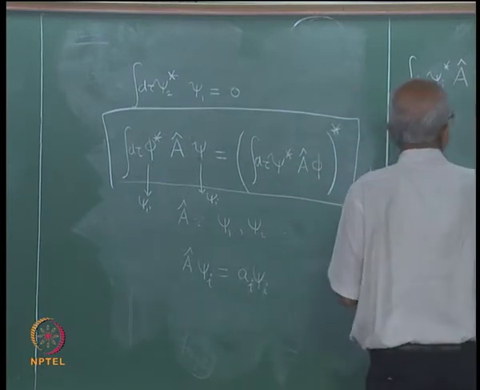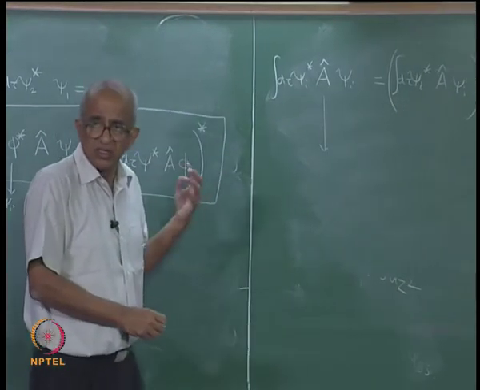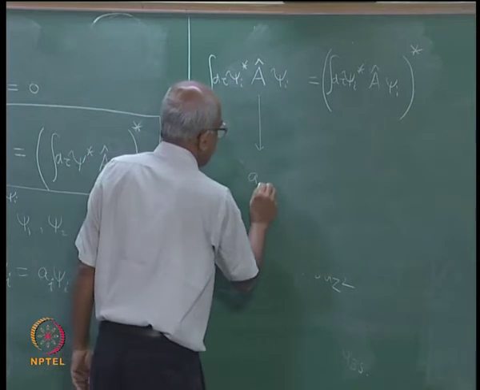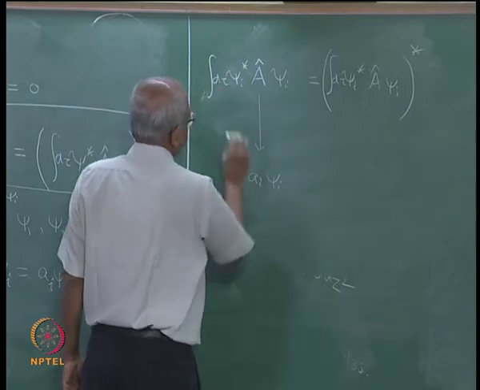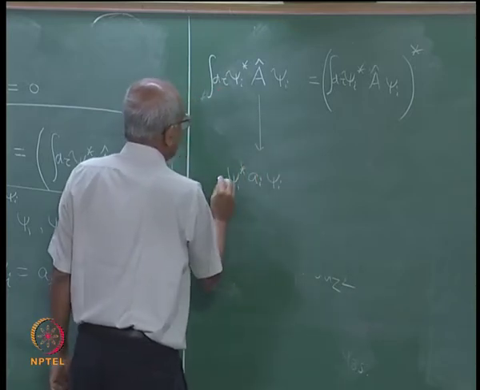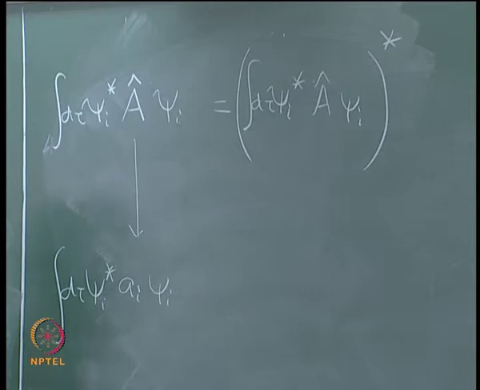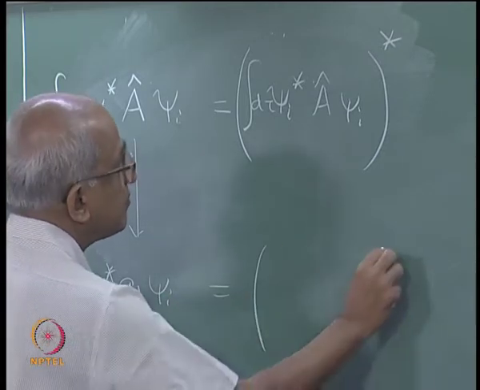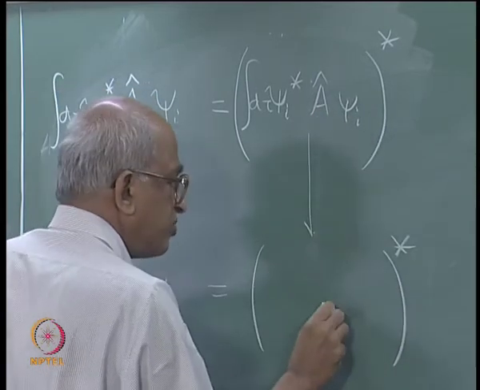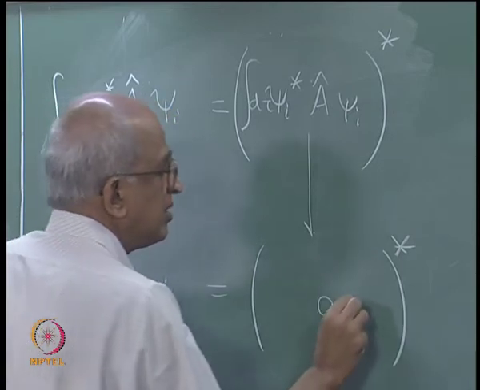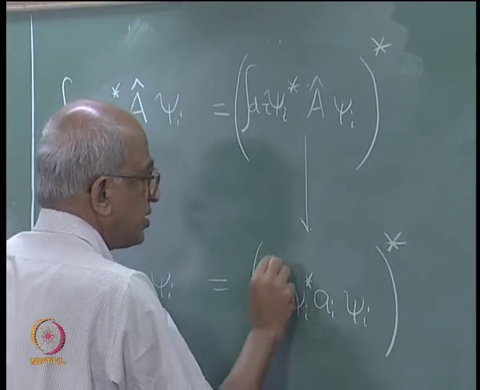So, if that is the way it is, what will happen to the left hand side? A operating upon psi I is going to give you the corresponding eigenvalue, which is small a I, which is just a number, multiplied by psi I, then I have to multiply by psi I star dτ and integrate. That is the left hand side. And what will happen to the right hand side? There is this star, this A operating upon psi I is going to do exactly the same thing. I am going to get a I, then psi I, then psi I star, volume element dτ integrated over the entire space.